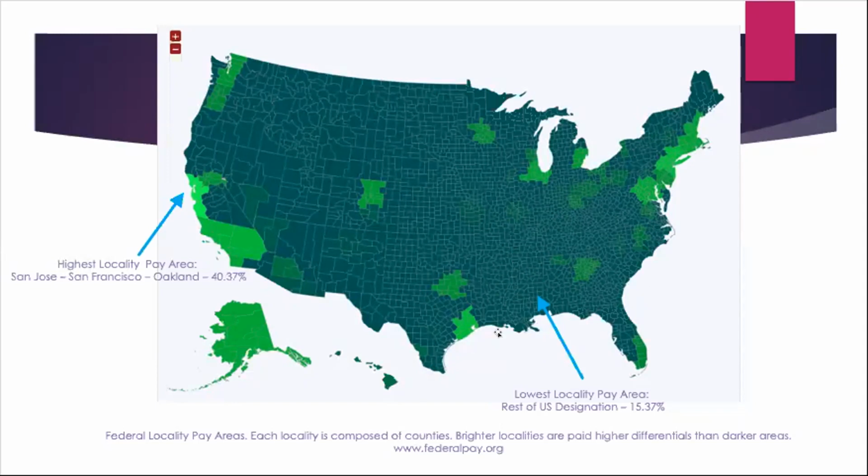Represented here, the darker teal is considered the rest of US, and you still do get a locality pay differential with that, but it's only 15.37%. So you're looking at a 25% difference in terms of salary living in the Bay Area versus the rest of the US. But then what comes with where you decide to work is how well you're going to be compensated for that.